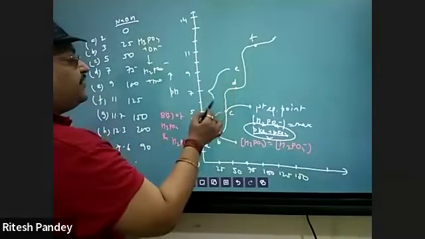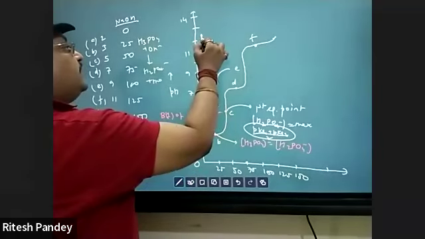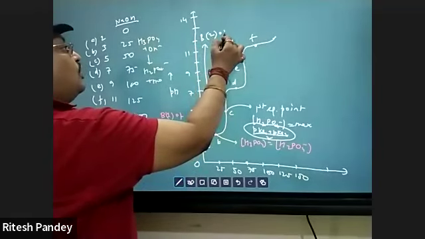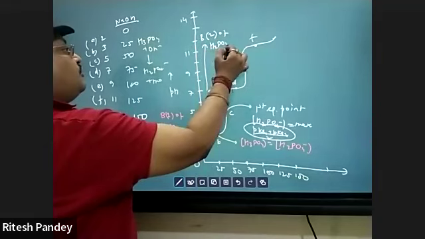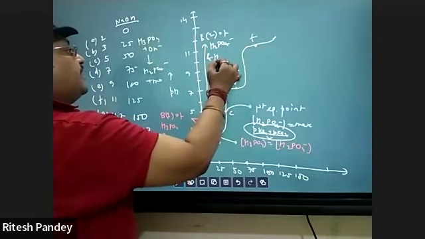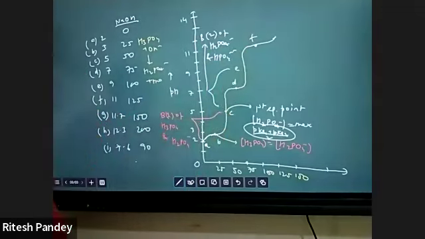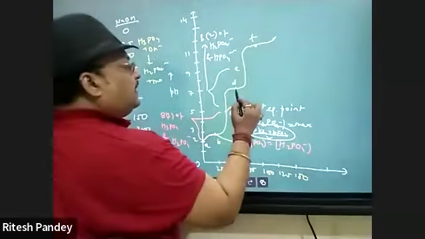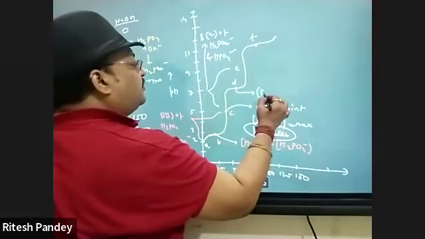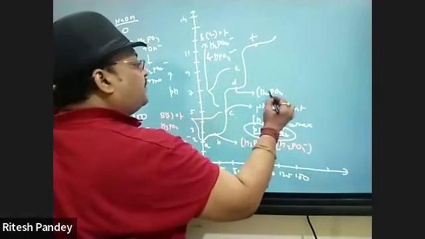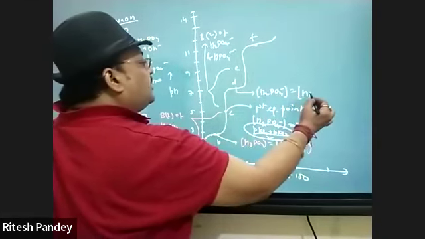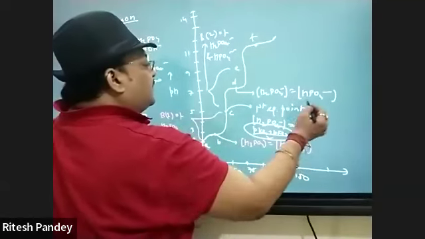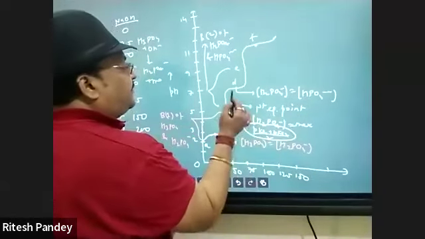Again, see from C to E. From C to E, it's buffer 2 of H2PO4 minus and HPO4 2 minus, yes or no? Yes, sir. I can say that at D, this is again the best buffer because this is when H2PO4 minus is equal to HPO4 2 minus. And again, this is when the buffer capacity is the best.